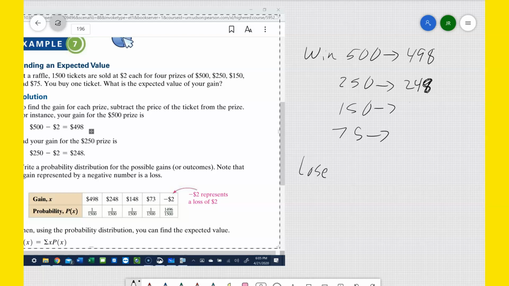The actual gain from 150 is $148. The actual gain from 75 would be $73. The other option is I could lose $2. I could just lose, in which case I walk away with $2 less, or negative $2, than I had when I started.